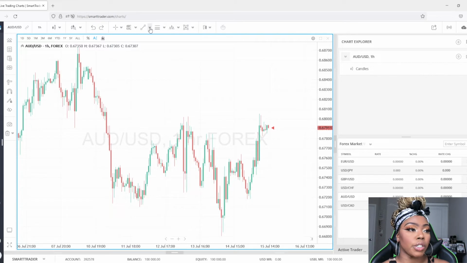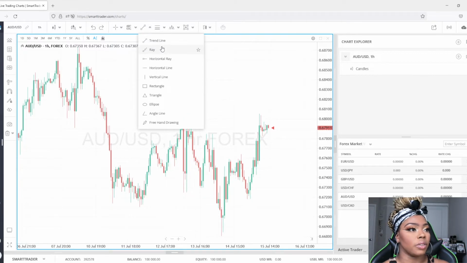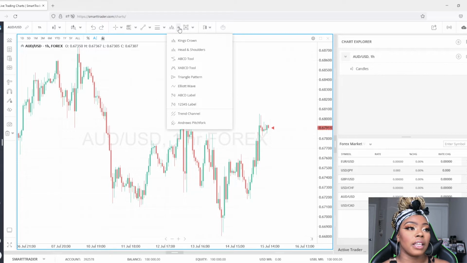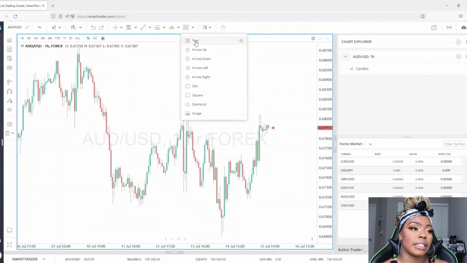Here we have our charting tools, the trend line, the ray, horizontal line, vertical line, so on and so forth. The ones that I use: trend lines, yes. Horizontal lines, yes. Ellipses, yes. And rectangles, yes. You'll see why in a minute. And then here you have the Fibonacci tools, all the retracement and extension tools. I do use a Fibonacci as well. Here you have the King's Crown, the Head and Shoulders. You can chart out the ABCD waves, your Elliott waves, things like that. And then here you have your text bubbles, arrows, dots, things like that. I usually use the arrows if I'm trying to point out a double top, triple bottom, something like that.